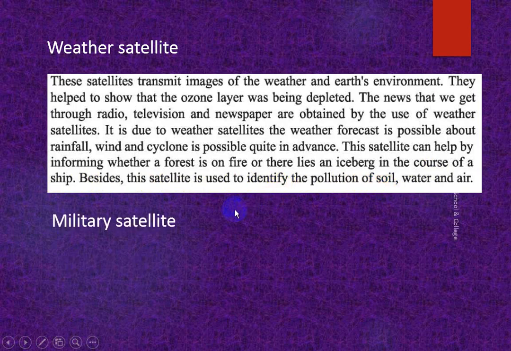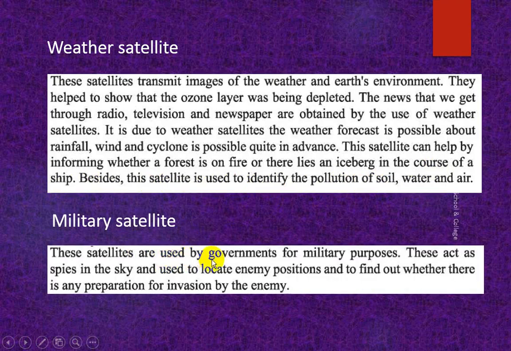Military satellite. These satellites are used by governments for military purposes. They act as a spy in the sky. This is mostly used by America and Israel. This type of military satellite acts as a spy; in the plural form, spies in the sky. They are used to locate enemy positions and find out whether there is any preparation for invasion by the enemy.